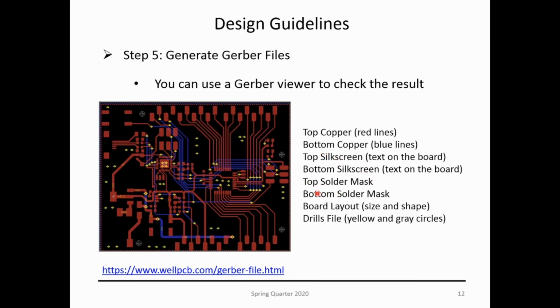And then you have the top and the bottom solder mask. This is to guarantee that when you're soldering, you don't short circuit pins together. And then the board layout, like size and shapes. And then the drill files, in this case the yellow and gray circles here, is where the machine is going to drill if you have through-hole packages or vias. This is where the machine is going to drill the holes.